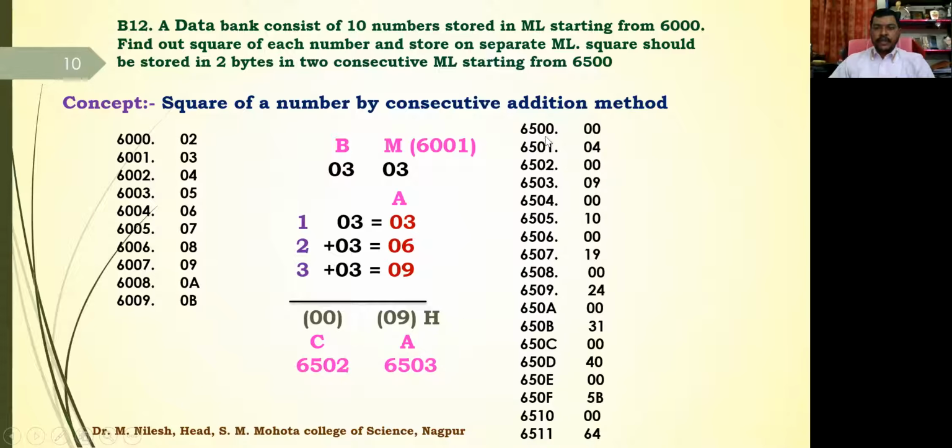So the results might be like this. At 6500, the square of 02 will be 00 and 04. The square of 03 is going to be stored in 02 and 03. Since it does not have any carry, we put 00, right? In other cases, we are going to save it like this, and they will all come in line. So this is the program which we are expecting to do today.